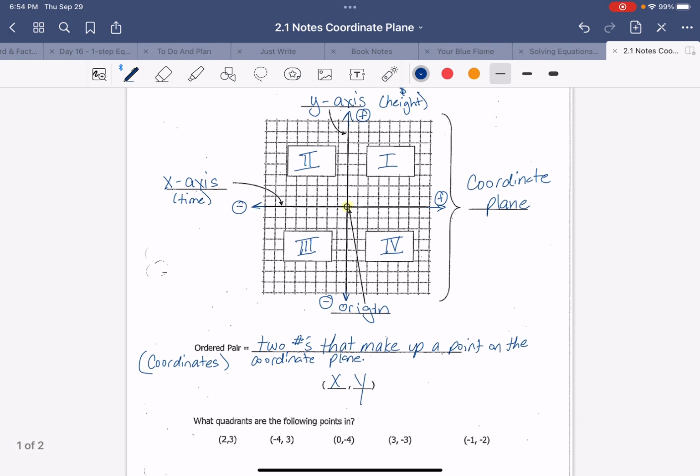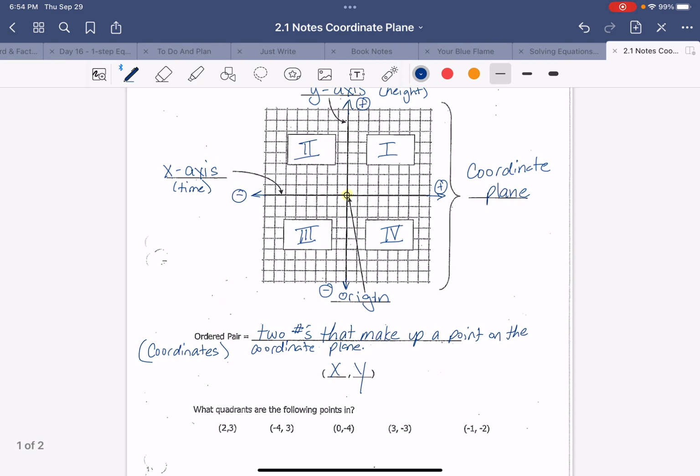Let's look at this question below. What quadrants are the following points in? So as we look down below right here, we're going to look at 2, 3. What quadrant is it in? Well, if I'm going to graph it, I've got my x here and my y, right? And so I'm going to start at 0, and I'm going to go right 1, 2, and up 1, 2, 3. So my point is here in quadrant 1. So we're just going to write quadrant 1.